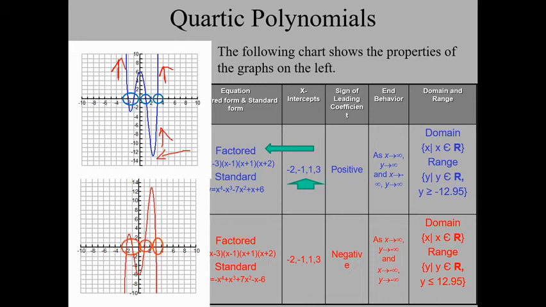Let's look at this next one. Again, the x-intercepts are the same, but in the factored form we have a negative in front of our x to the fourth, which means our leading coefficient is negative, so the y values are going downward. Here would start your range, and then your range would continue down. So it's all y values less than or equal to 12.95.